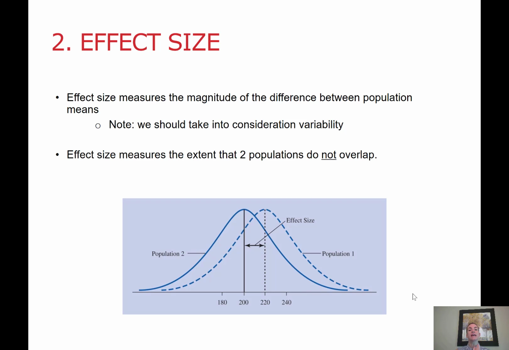Effect size is the magnitude or amount of difference between the two means. However, we do need to take into consideration the variability of those distributions. So we need to consider how those distributions within themselves are spread out, and then, taking that into consideration, how these two means are spread out from each other. I'll show you the formula and how we take that all into consideration to calculate effect size. Another way to think about effect size is that it's the extent to which the two populations do not overlap, so the extent to which they're distinct.